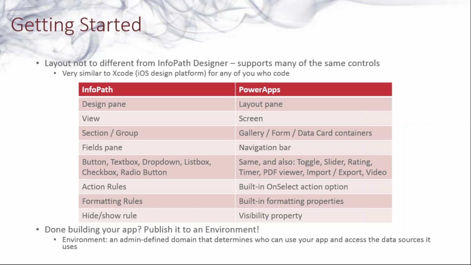Instead of designing action rules, adding action rules to your controls or your schema fields like you do in InfoPath, in PowerApps, every control has a built-in property called onSelect. Whatever formula you put in there executes. Some of them also have onChange as well. So they've got these built-in properties that will execute various functions when the value of a control changes, when a particular value is selected from a control, or when a button is clicked.